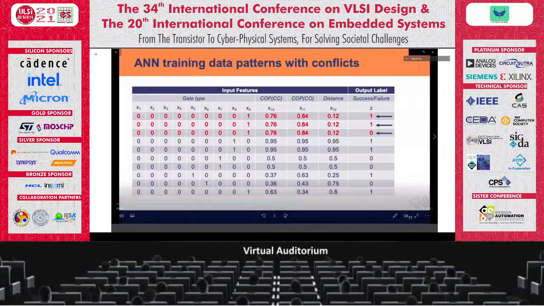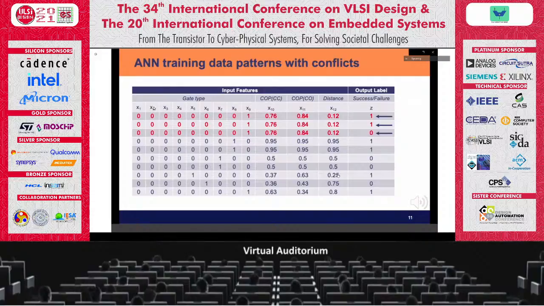Remedy conflicting training data. Collect patterns with identical features into groups and then replace each group by a single representative pattern with common features. Since these patterns are derived from actual ATPG runs, the label of a pattern is either 1, indicating success if it belongs in a backtrace leading to a test, or 0, indicating failure if it results in a backtrack. We count the number of 1 and 0 labels in the group, and the representative pattern's label is given in the next slide based on a formula.